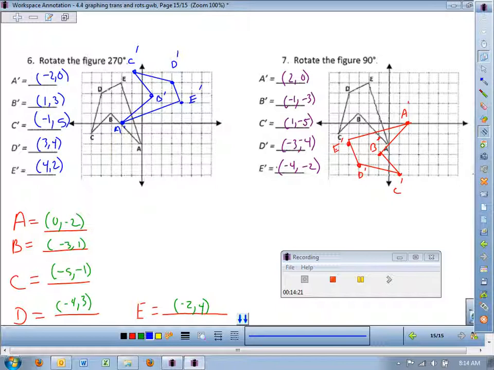So that, my friends, is it. How to rotate stuff on a graph. Some rules to remember. And if you have any questions, please see me.